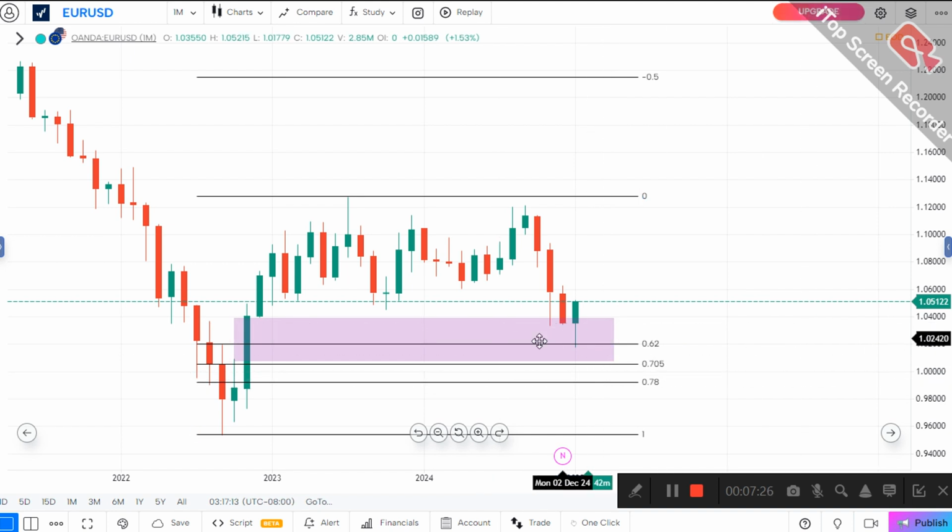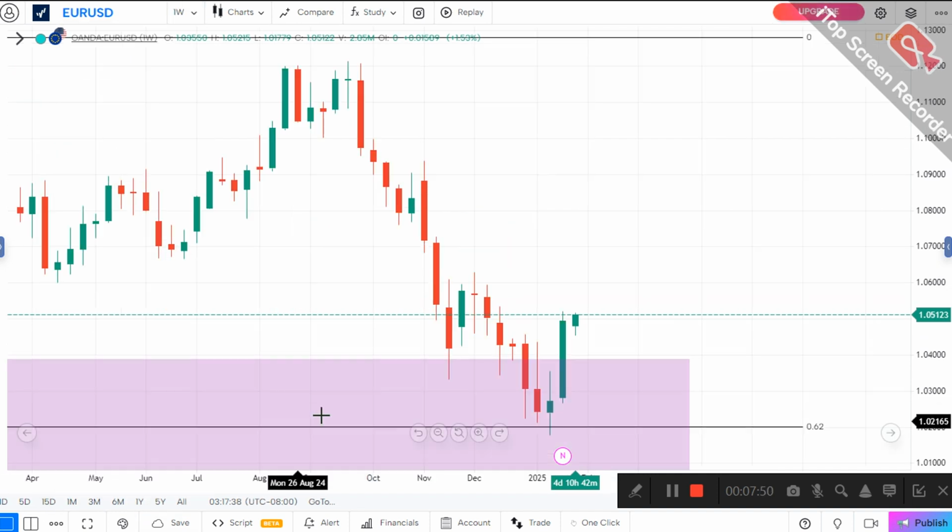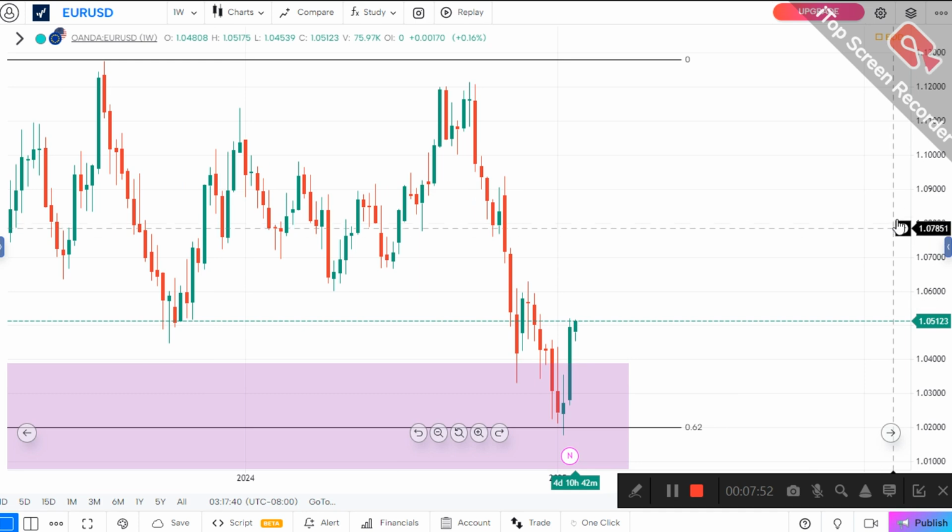What I mean by this: 0.62, 0.705, 0.78. This will be the golden zone. When it rejects from the particular line, it will be our entry, like this in 1 week. I will show you in 1 week, then I will show you in 1 day.